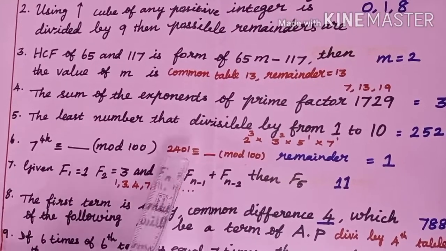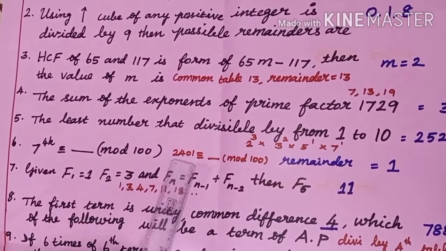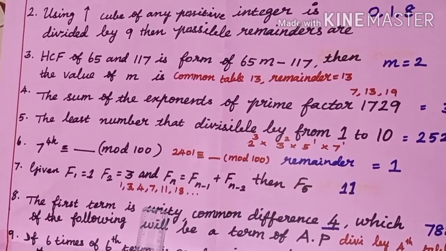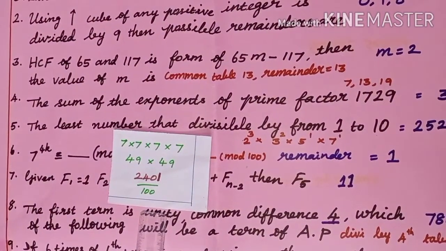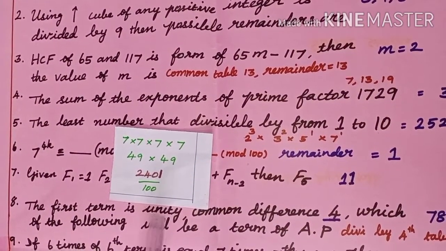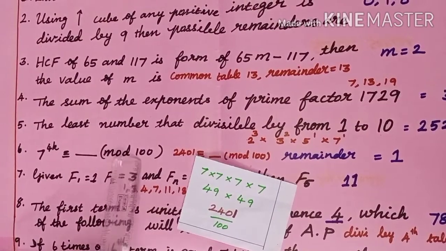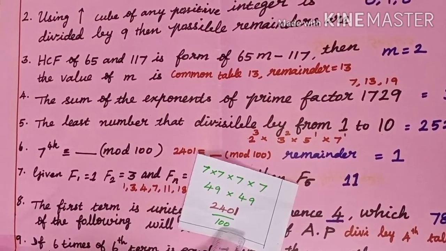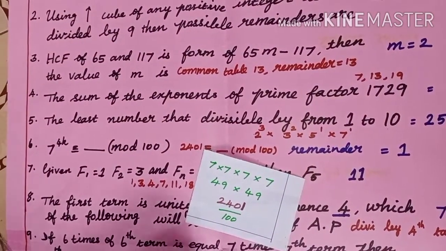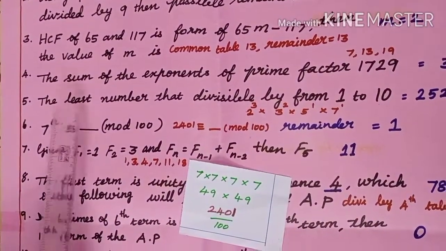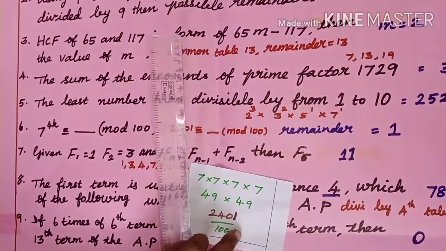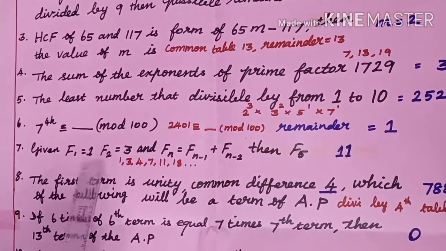Sixth question, 7 power 4k. So what is 7 into 7 into 7 into 7, 4 times? 2401. Mod 100, mod is the divisor. So you divide by 100 and you get 1 as the remainder. So you write the remainder here. The remainder is 1.